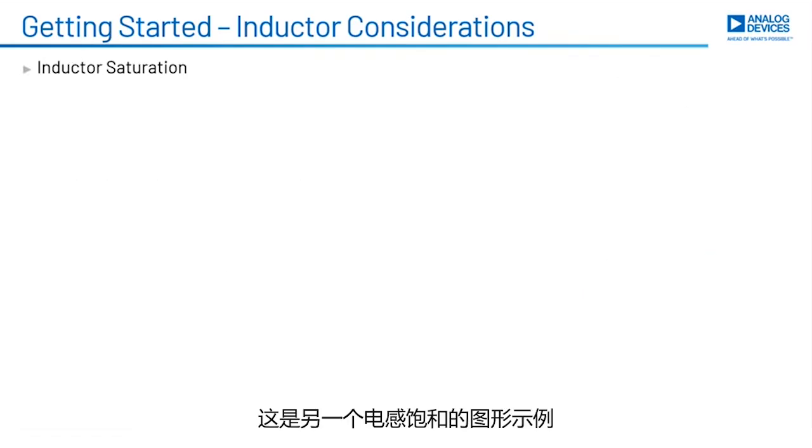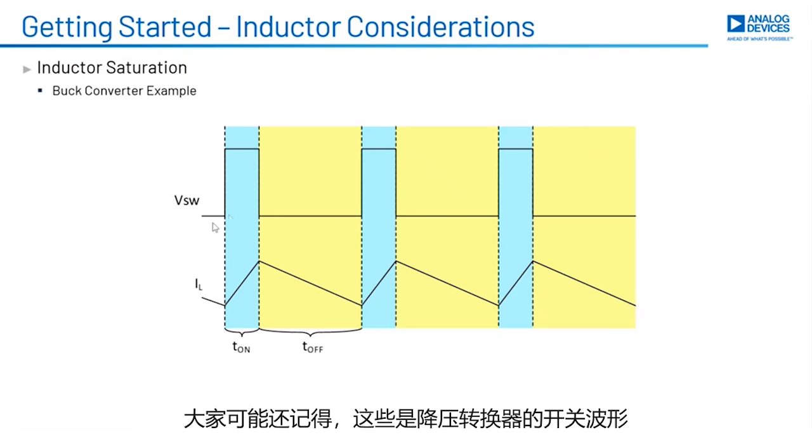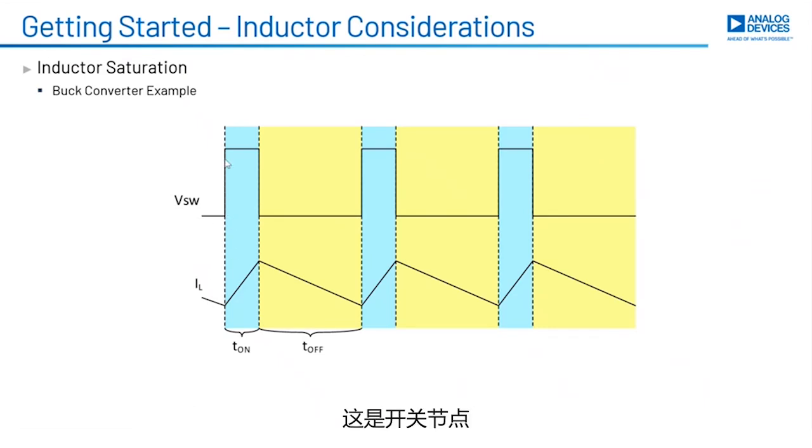Here's another graphical example of what that looks like. You may remember these are the switching waveforms for a buck converter. So here's the switch node. It's high when the primary FET is on. It's low when the secondary or synchronous FET is on. And you see the inductor current ramping up and down.